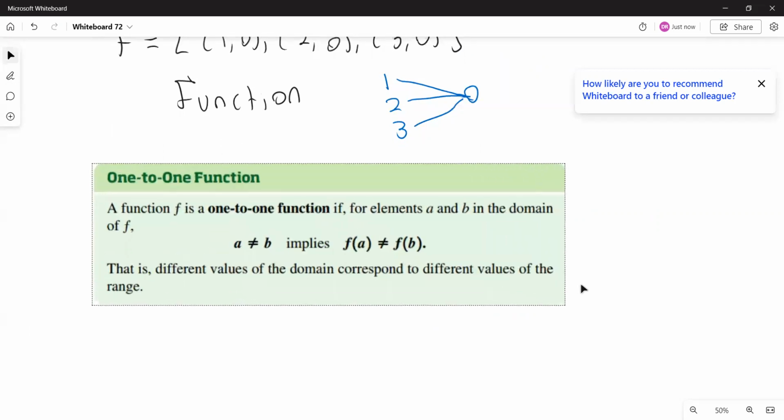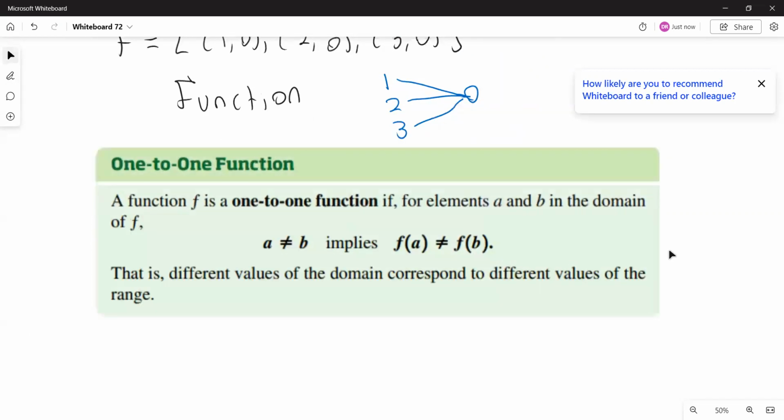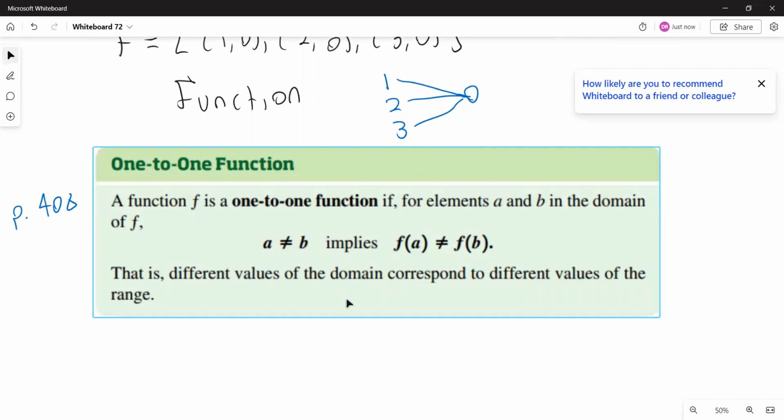A function f is a one-to-one function if for elements a and b in the domain of f, a not equal to b implies that f of a does not equal f of b. That is, different values of the domain correspond to different values of the range. So I can show you with examples.